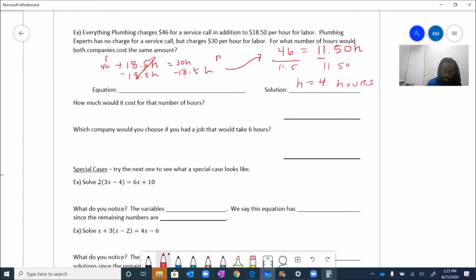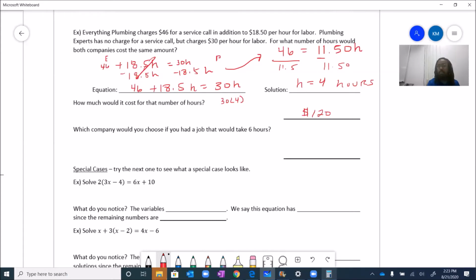Okay, so our equation, and this is the important part, we can't just skip to the answer, 46 plus 18.5H equals 30H. Okay, how much would it cost for that number of hours? Now they're asking us, okay, if it was 4 hours, how much would it cost? Well, we should just be able to plug that into one of the equations. I'm going to choose the second equation because it's just a little bit easier, because there's just one operation, 30 times 4. And so it would cost us $120. It took 4 hours of labor. That's when their prices are the same.